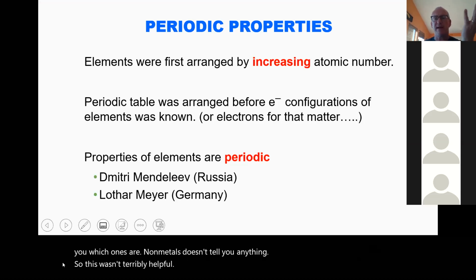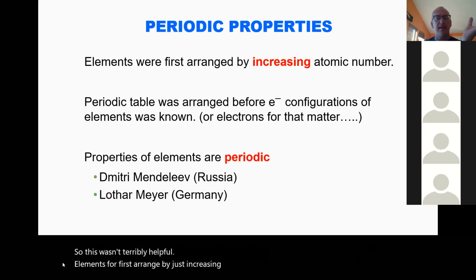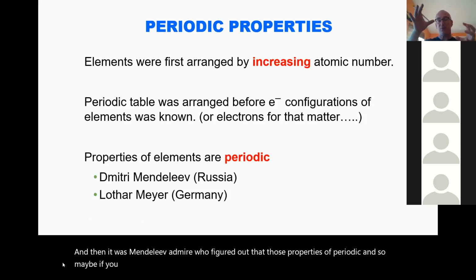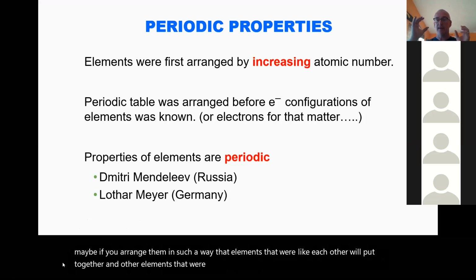So elements were first arranged by just increasing mass. And then it was Mendeleev and Meyer who figured out that those properties are periodic. And so maybe if you arrange them in such a way that elements that were like each other were put together, and other elements that were like each other were put together, it would make a lot more sense and be a lot more useful.